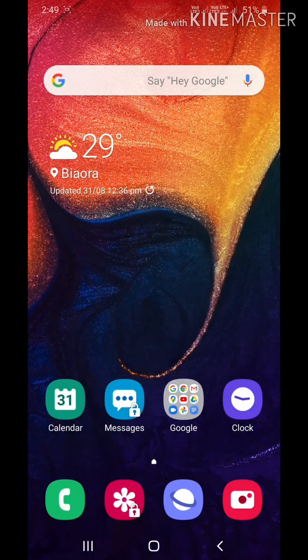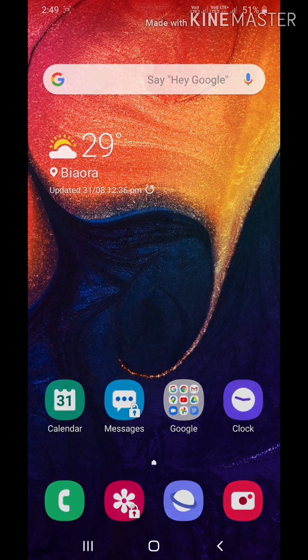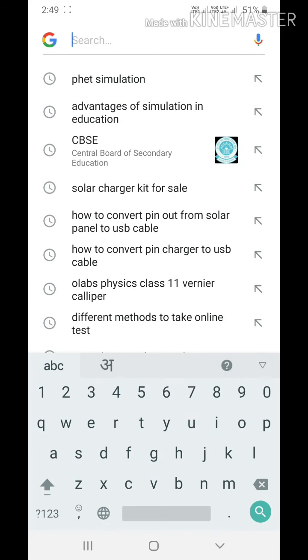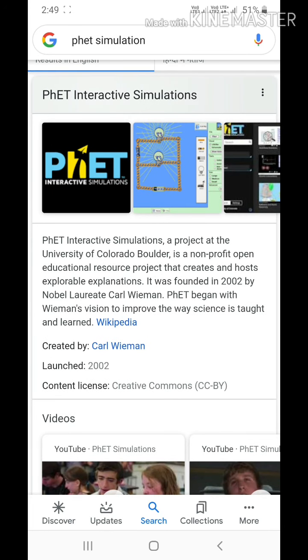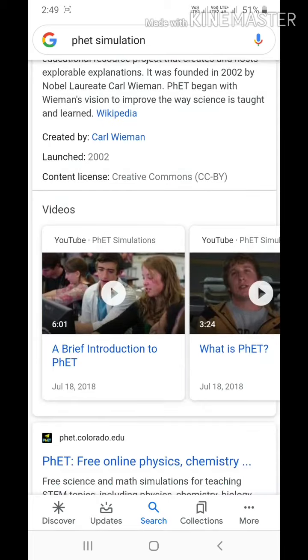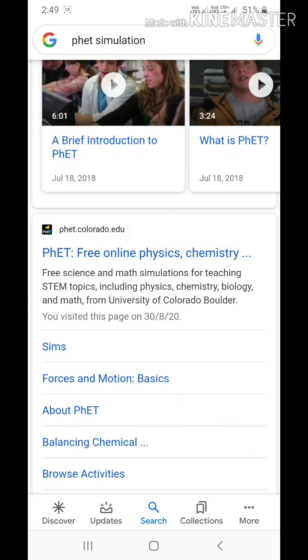Now let us move to the site. So first of all we'll Google the PhET simulation. So it is already there. I will click it, and we have reached the site PhET Interactive Simulations. Now once again I will click it, and it will not take much more time to load.